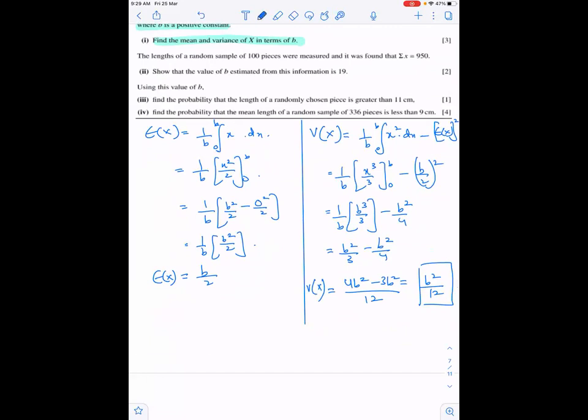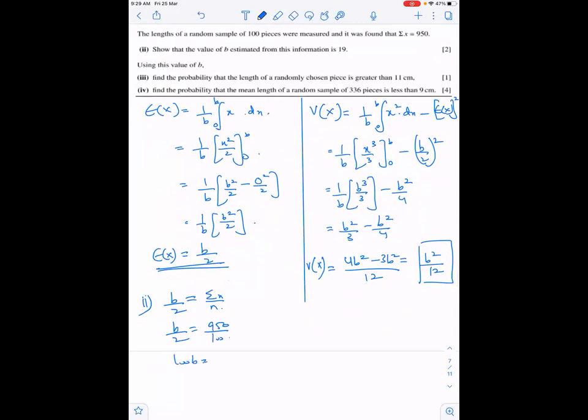For the second part, b upon 2, which is actually the mean, is equal to summation x upon n. So b upon 2 is summation x, 950, divided by 100. Cross multiply: 100b equals 950 times 2, which is 1900, and b equals 1900 divided by 100. So 19 is the value of b. Got it?